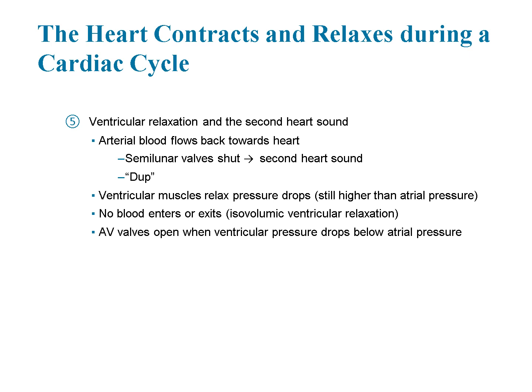The heart remains in this state until ventricular pressure drops below atrial pressure. Once ventricular pressure falls below atrial pressure, the atrioventricular valves open, allowing blood to flow from the atria into the ventricles, marking the beginning of the next cardiac cycle. This rhythmic sequence of contraction and relaxation ensures efficient blood circulation and maintains the heart's continuous function as a pump.